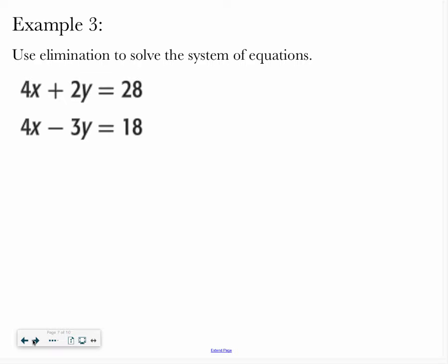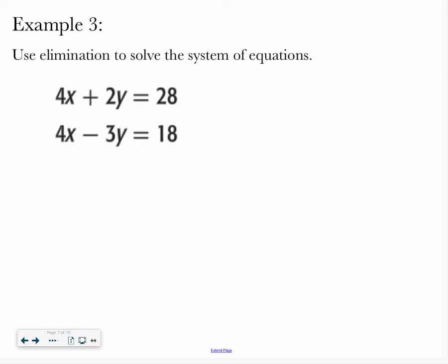We're still using elimination to solve the systems of equations. So now we have a positive 4x plus 2y equals 28, and a positive 4x plus 3y equals 18. If we add these together, we're going to end up with 8x minus y equals 46. We still have two variables, so we know we can't add them together to get a single variable. That means we have to subtract, okay?